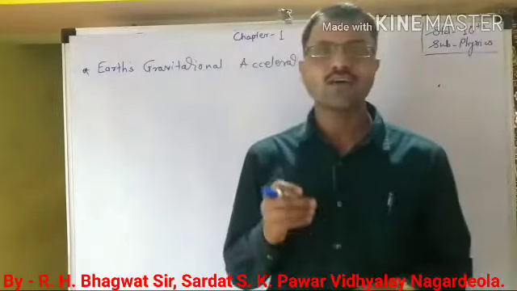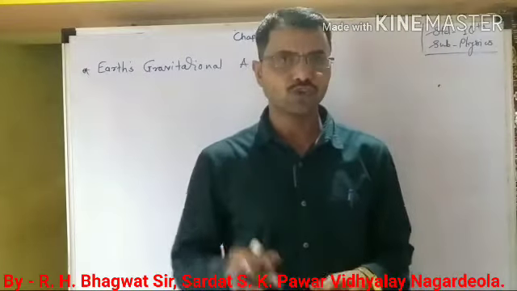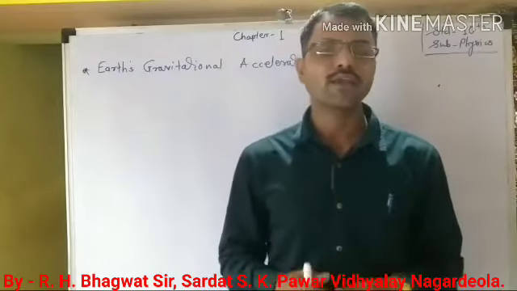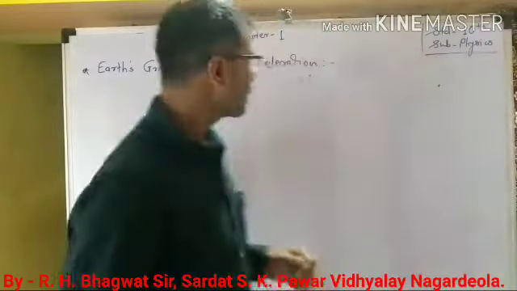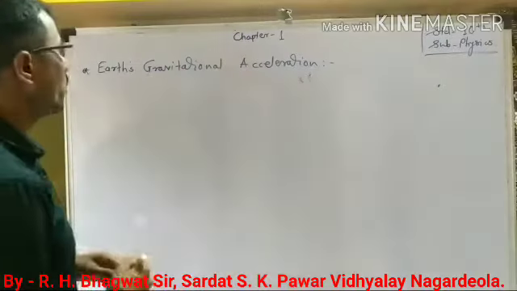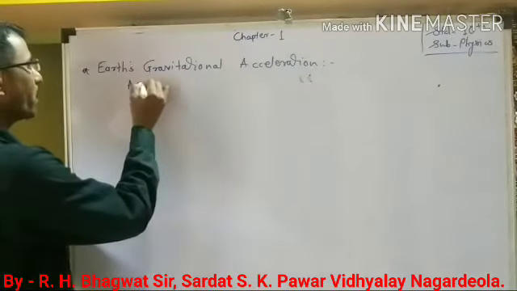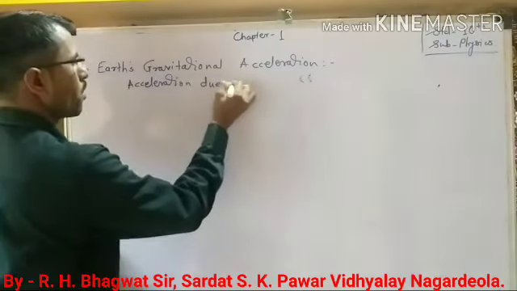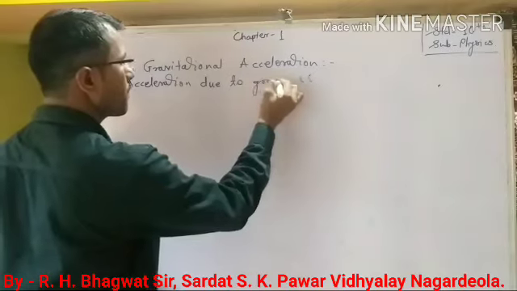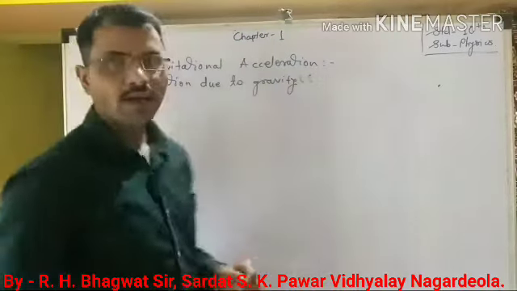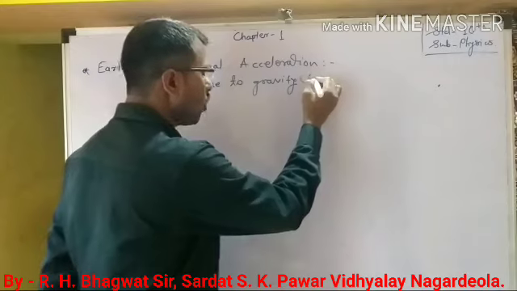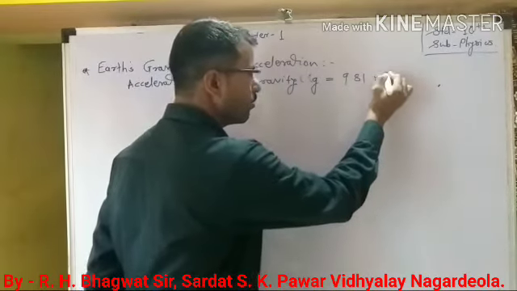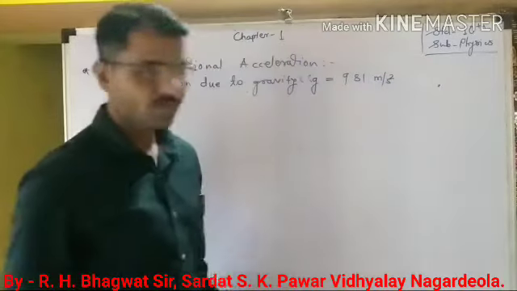In the last lecture, we studied Kepler's laws of motion and Newton's universal law of gravitation. Today, we are going to study the Earth's gravitational acceleration, which is called acceleration due to gravity. Acceleration due to gravity is denoted by the symbol small g, having the value 9.81 meters per second square.